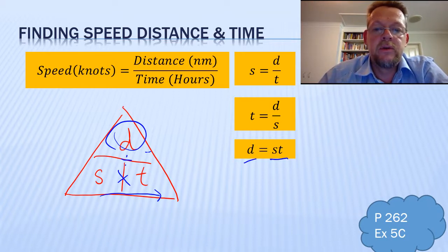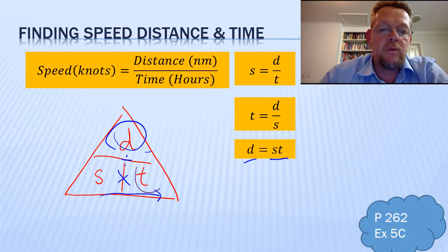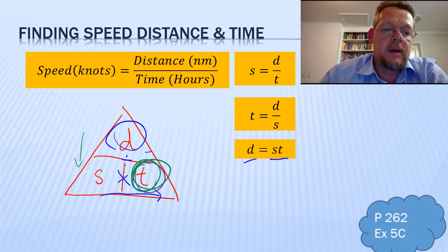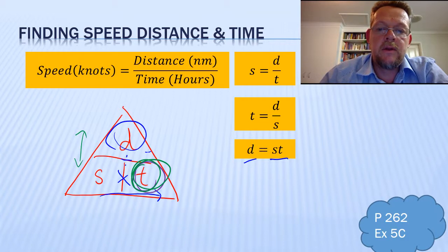If I were to do it for time, I'd put my finger over time, and then I would read up and down, and so reading distance on top and speed on the bottom. So time equals distance over speed.